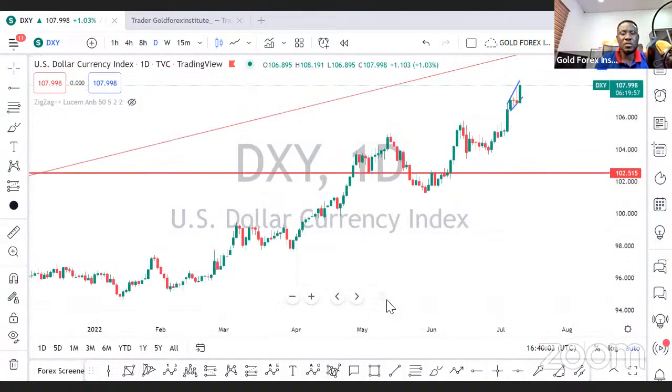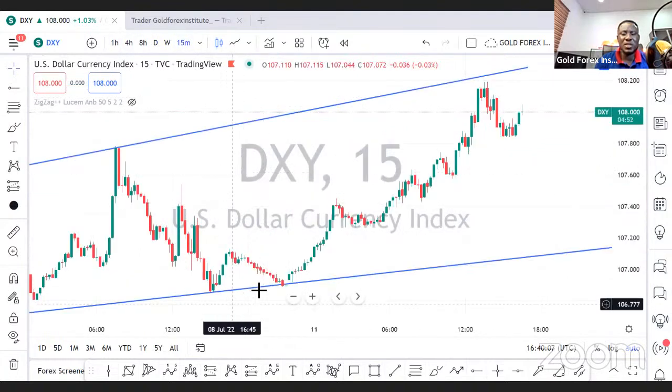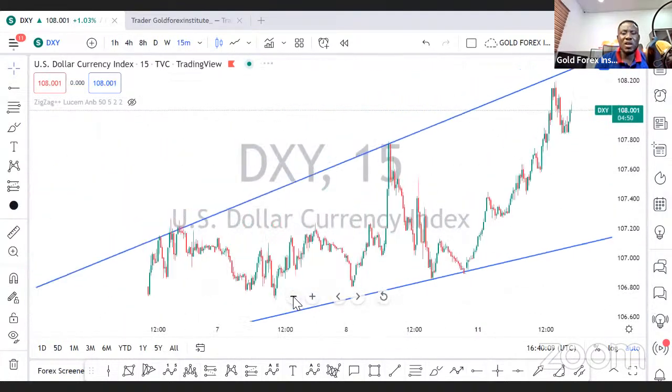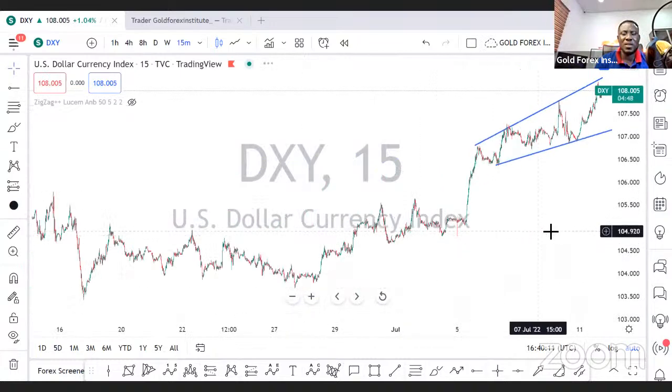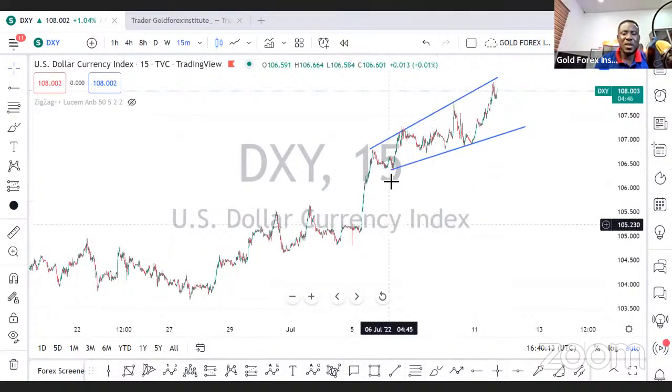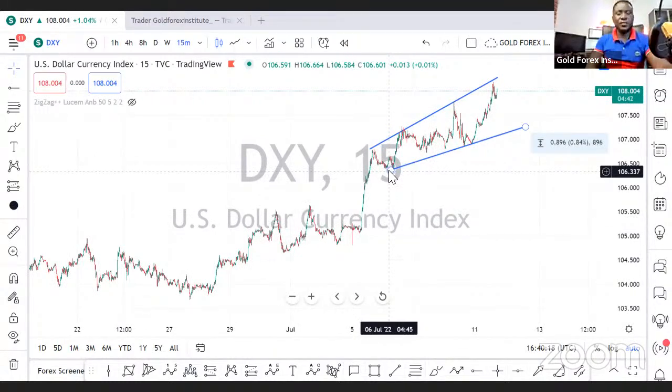Let me show you guys something. Let's go to the lower time frames and see what is happening. Now on the lower time frame, this is what is happening. This is actually forming an ending diagonal.